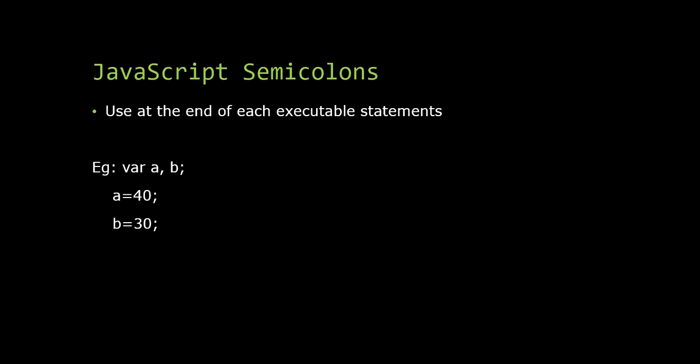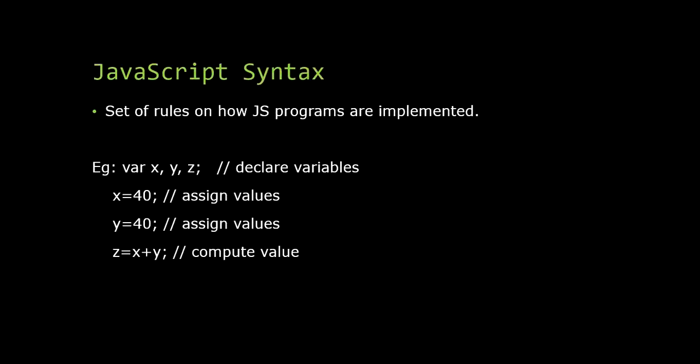Using a semicolon at the end will make a separate executable statement, like var a; b; is a statement, a equals to 40, b equals to 30 is a separate statement. Syntax defines the rules on how the programs are implemented, like we are declaring variables, assigning the values, and computing the values.